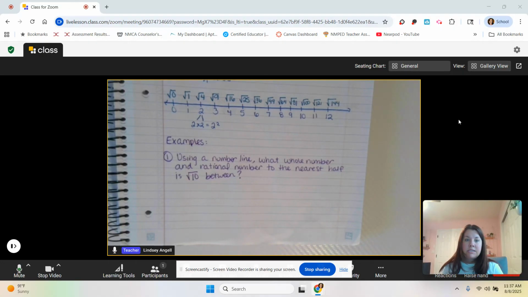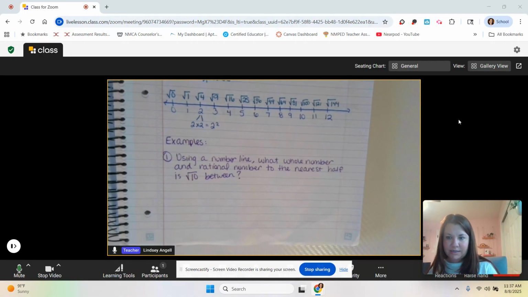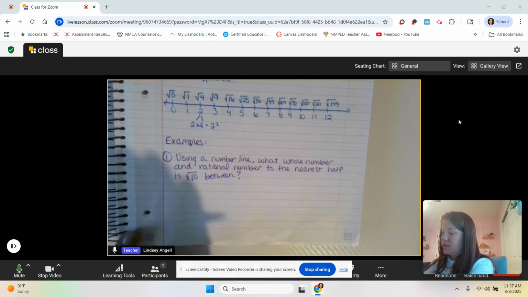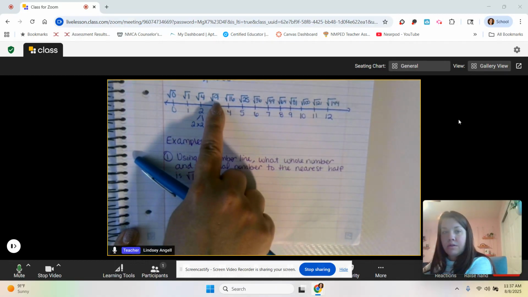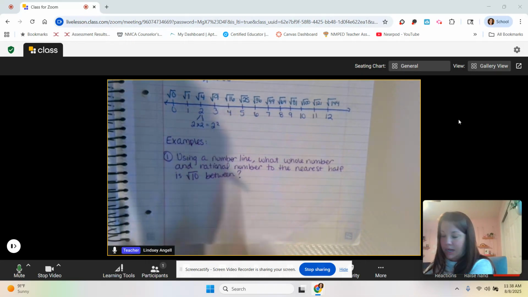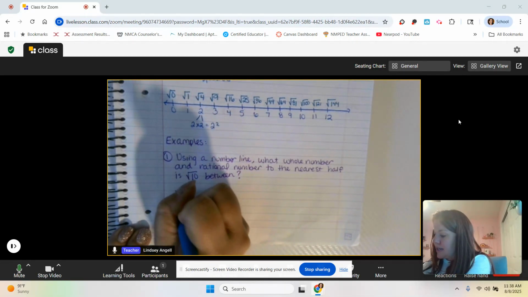Number 1. Using a number line, what whole number and rational number to the nearest half is the square root of 10 between? Well, that's a little crazy, right? But one thing we can do is think that the square root of 10 is going to fall somewhere in between the square root of 9 and the square root of 16. So let's start by setting that up.